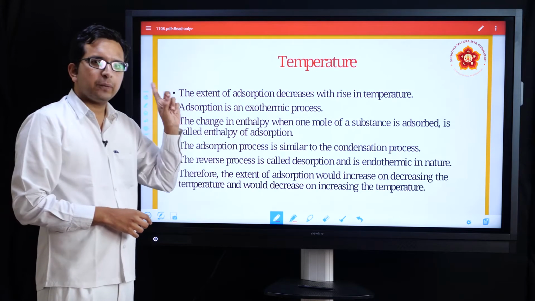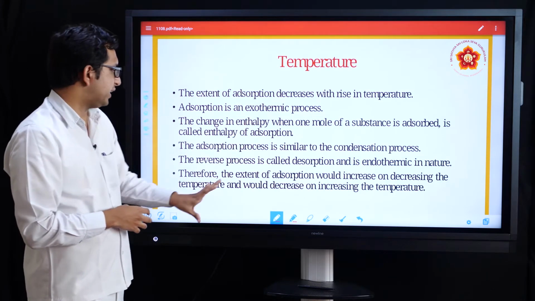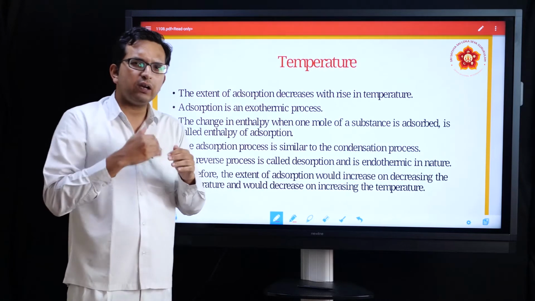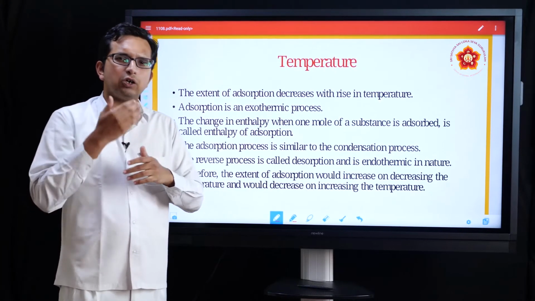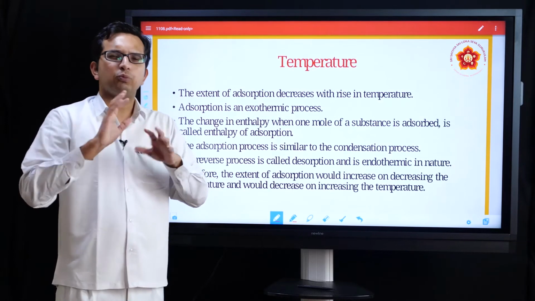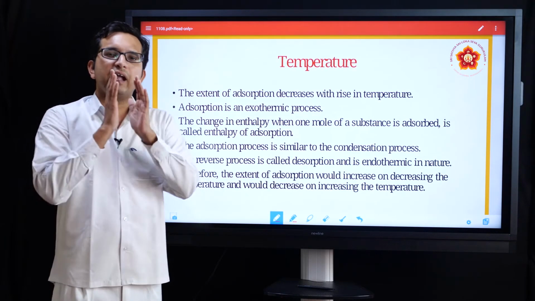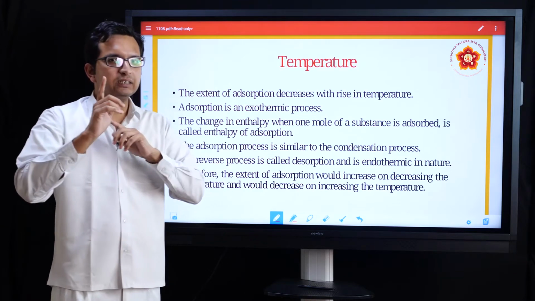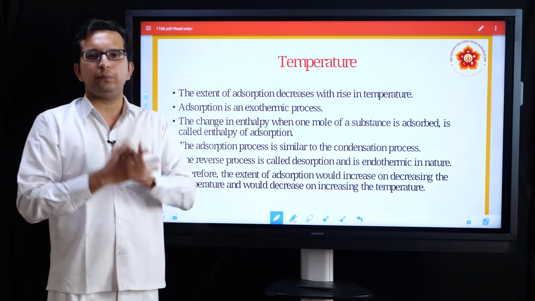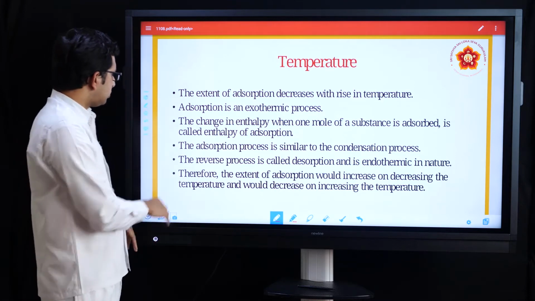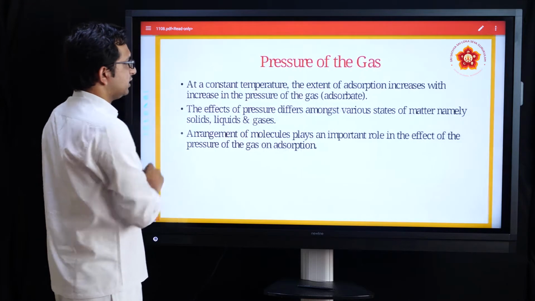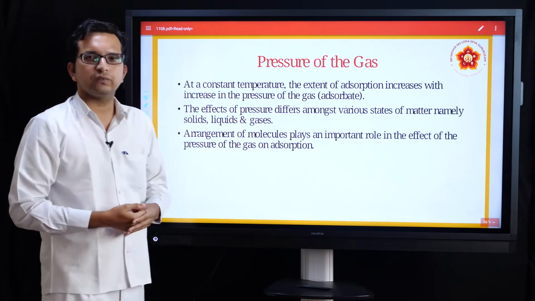Temperature will be an important factor in understanding all these parts, where naturally adsorption will increase if you decrease temperature. It is an inversely proportional phenomenon, that temperature and adsorption are inversely proportional. So this is about the factor of temperature that we see in this case, and the next one that we have is pressure of the gas.